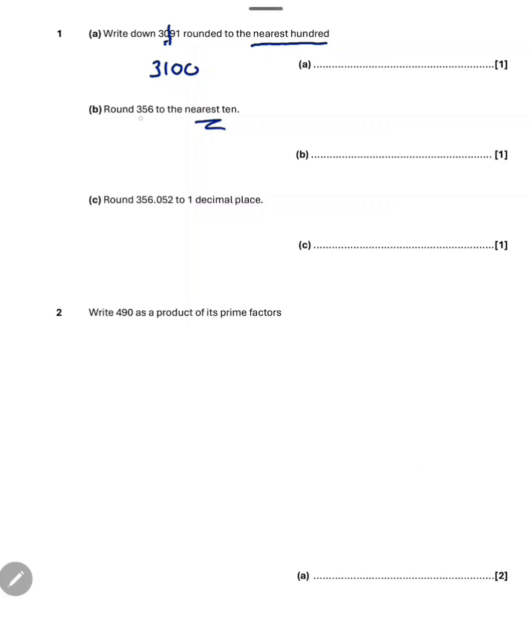Part B, nearest 10. So we've got hundreds, tens, and units. There's our tens. It's 356. The 6 is going to push the 5 up. So it's closer to 360 than it is 350.